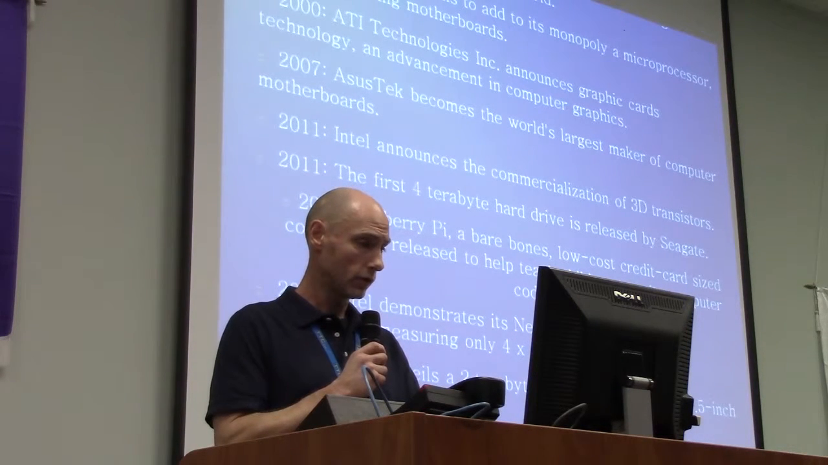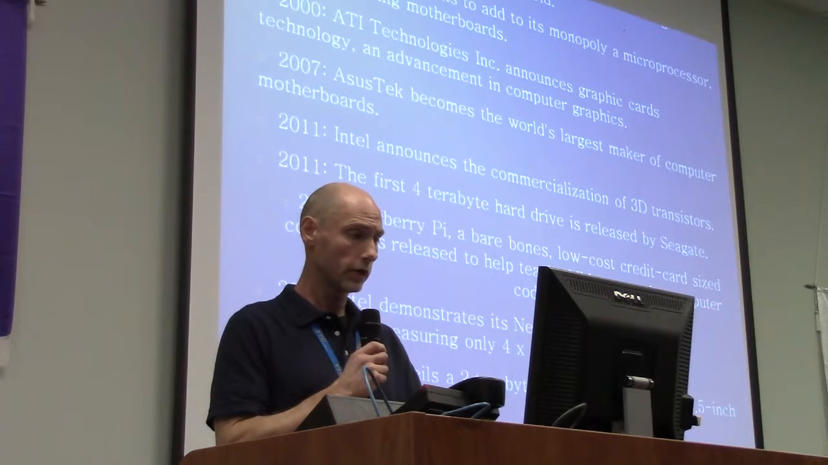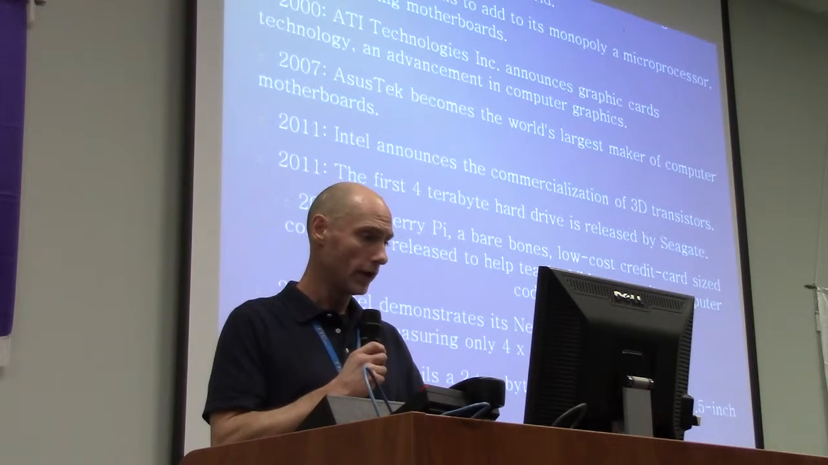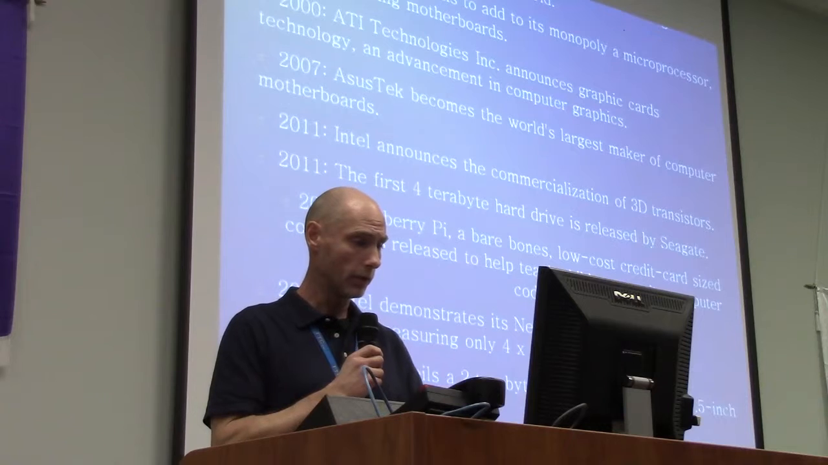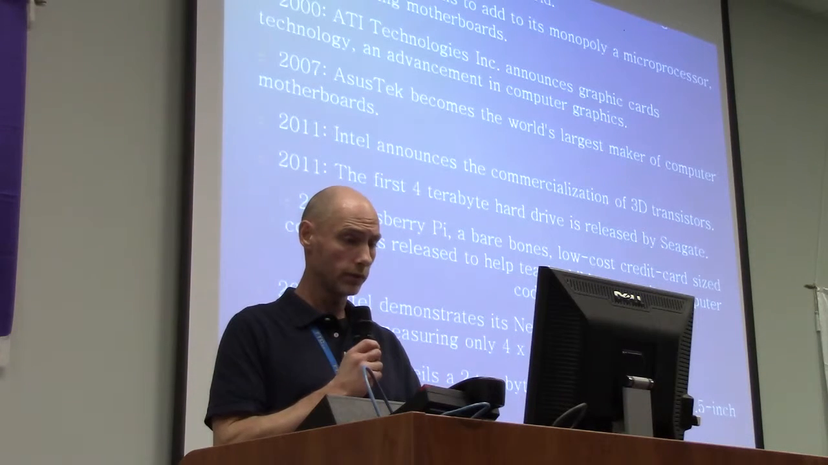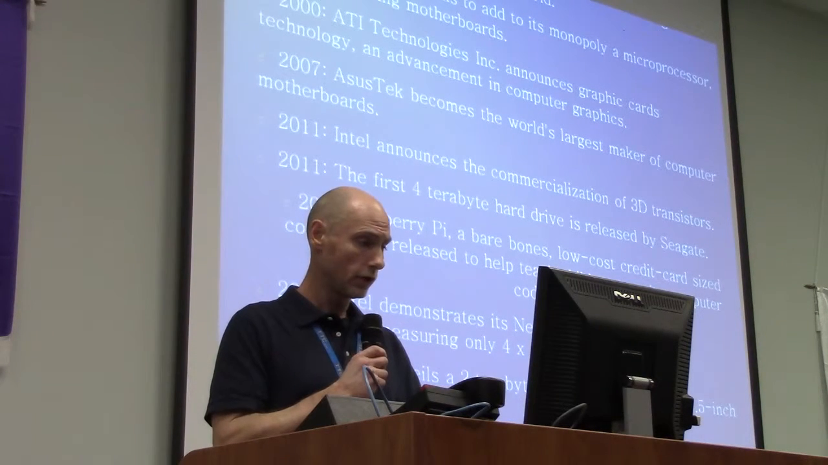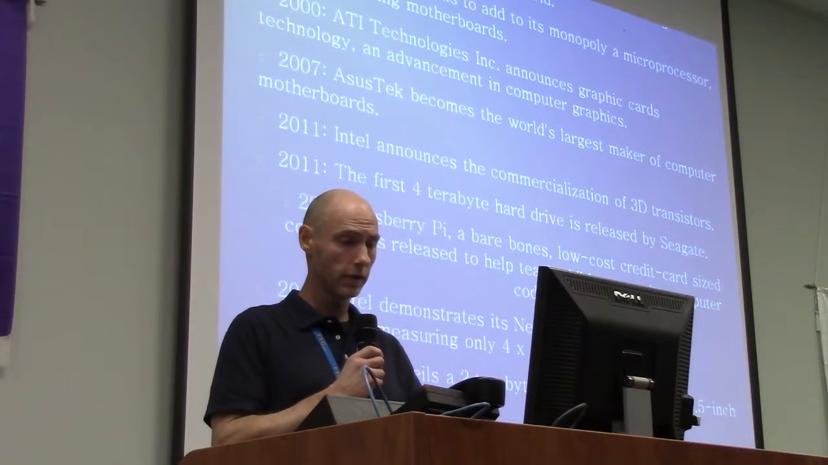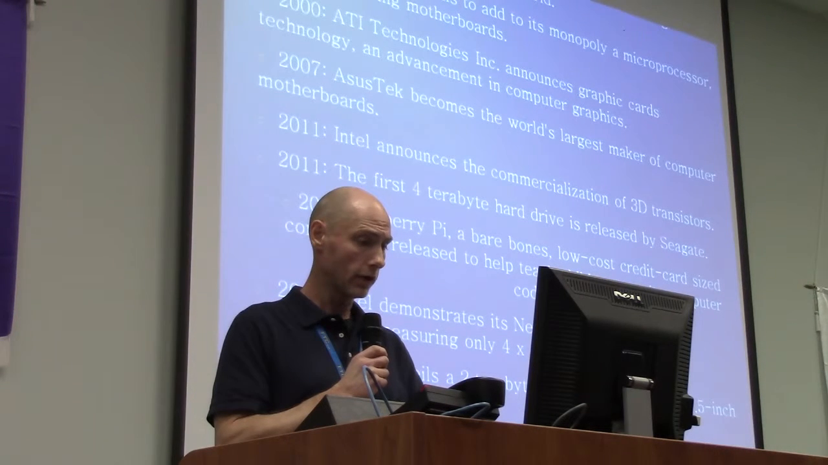And then in 2012, Raspberry Pi, which is a bare bones, low cost credit card sized computer, is released to help teach children to write computer code. In 2012, Intel demonstrates its next unit of computing, a motherboard measuring only 4 by 4 inches, just 10 by 10 centimeters. In 2012, TDK unveils a 2 terabyte hard drive on a single 3.5 inch platter. The first 8 terabyte hard drive was released by Seagate in 2012 also.